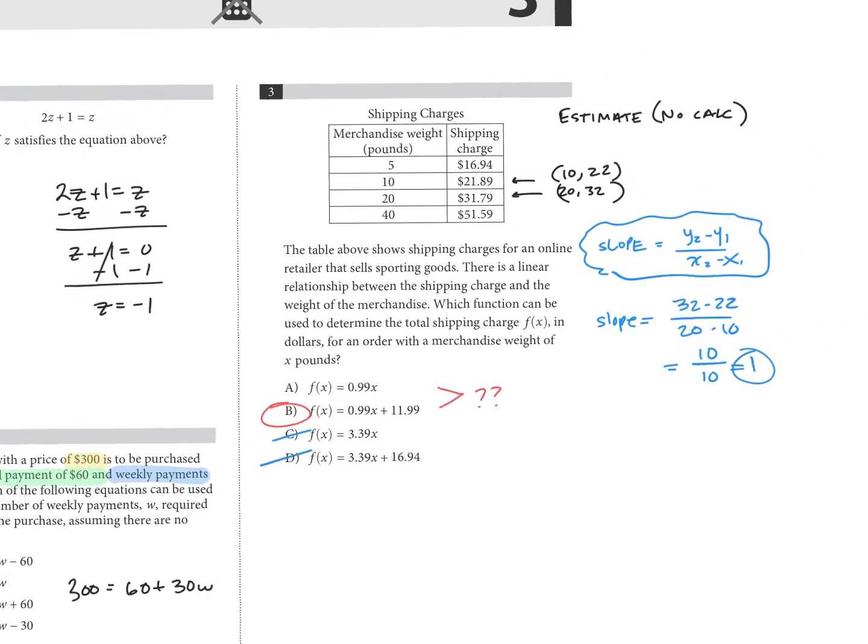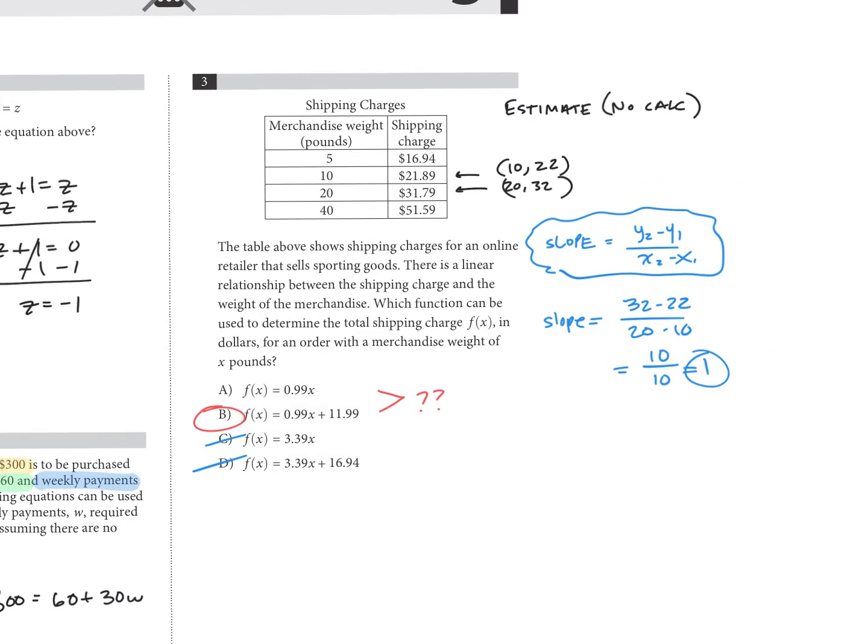All right, number three, shipping charges. The table above shows shipping charges for an online retailer that sells sporting goods. This was a little bit tricky. Looking at this, I chose to figure out the slope approximately. This is a no calculator test, so you don't want to be plugging in these decimals. So I rounded and said that this point was equivalent to, say, 10, 22, x coordinate, y coordinate, and 20, 32 for this one. Then I found the slope between those points was 1. If I'm thinking about an equation in y equals mx plus b form, remember, the slope is right here. I know the slope is 1.